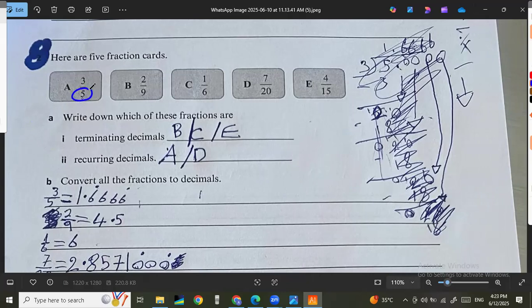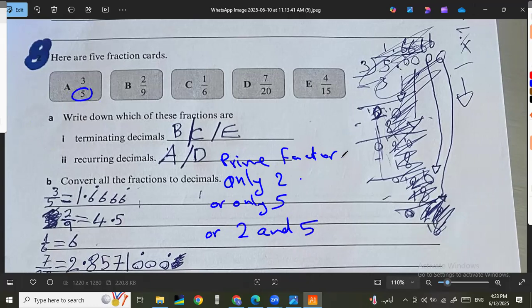Look at the prime factors of the denominator. If only 2, or only 5, or 2 and 5. So here, this is a 5. What are the prime factors of 5? Mister, the prime factors of 5 is only just 5. Okay, so it is here. It's only 2 or only 5 or only 2 and 5. It's nothing apart from the 2 and the 5.